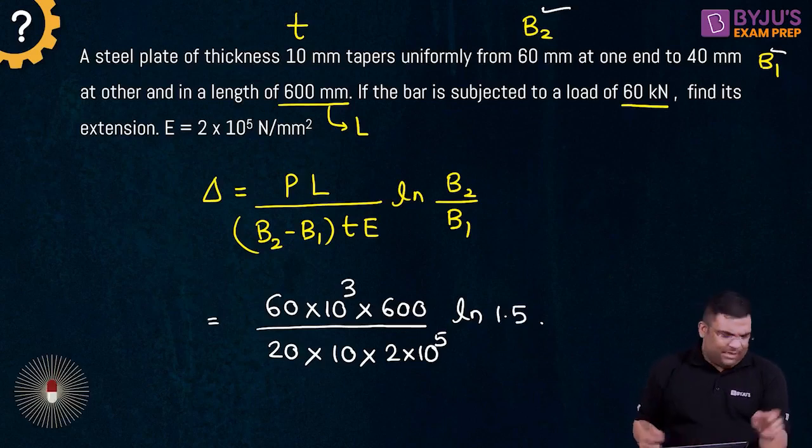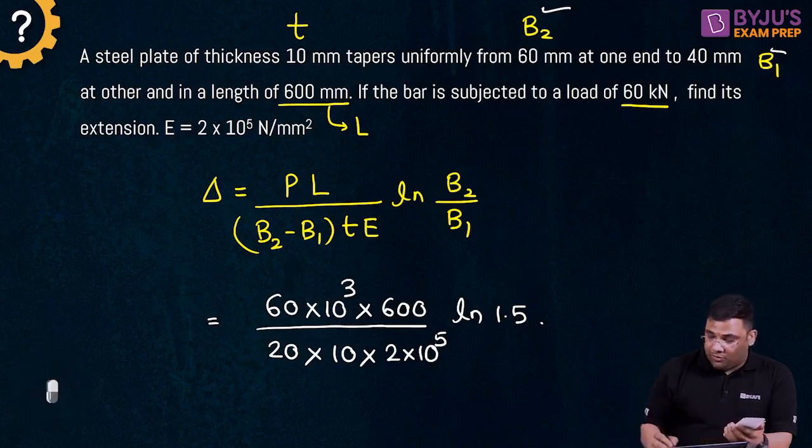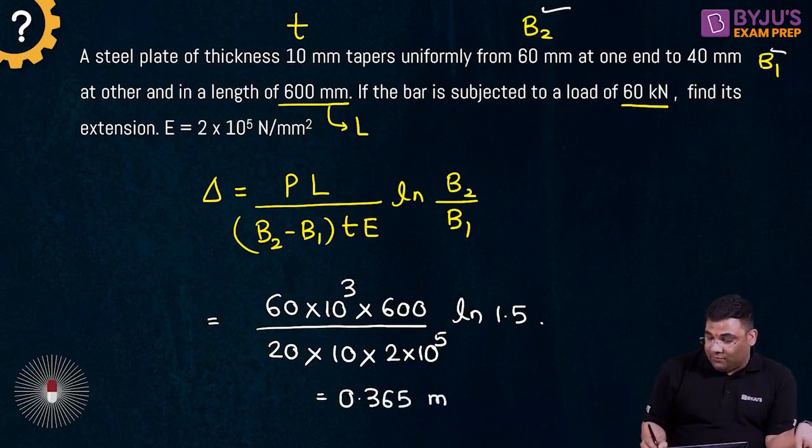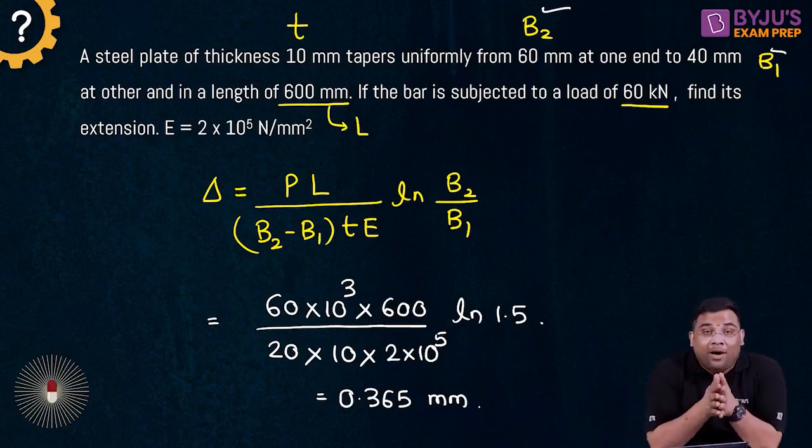You can solve this. Let me solve for you. So this is ln 1.5. I'll multiply 60 into 10 to the power 3 into 600, divided by 20, divided by 10, further divided by 2 lakhs. I'm getting a value almost equal to 0.365 mm. So in this very short capsule video, we covered the deformation of tapered bars under axial load. Thank you very much.